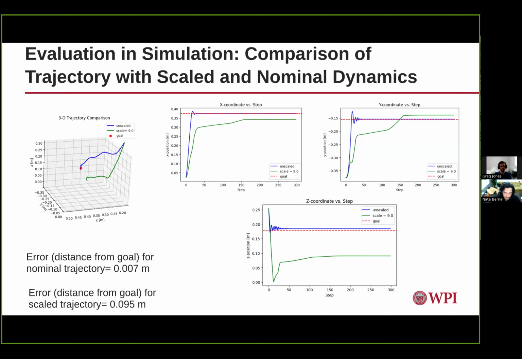So these figures express motion terms of the trajectories in both the scaled and unscaled cases. In the unscaled case, the end effector reaches the target in roughly 30 of the 300 available steps and converges to a position error of 0.007 meters. Under the 9 times load, it takes about 165 steps to arrive and stabilizes with a larger 0.095 meter error, clearly illustrating slower convergence.